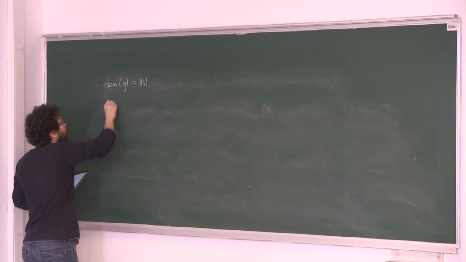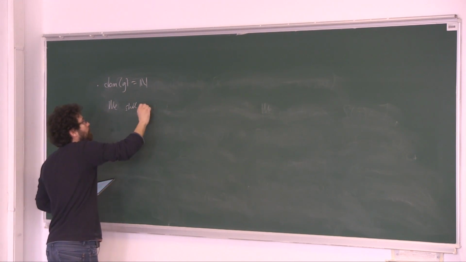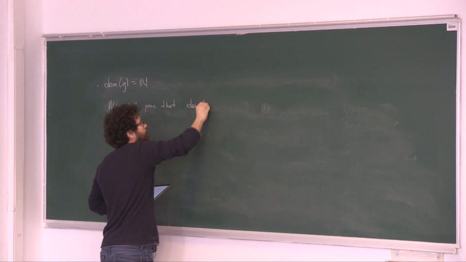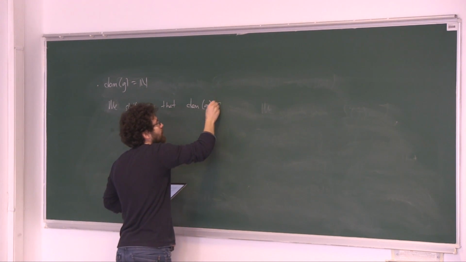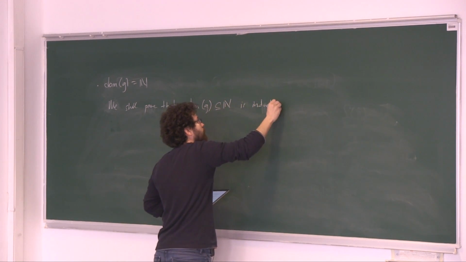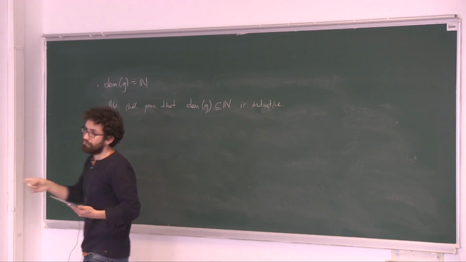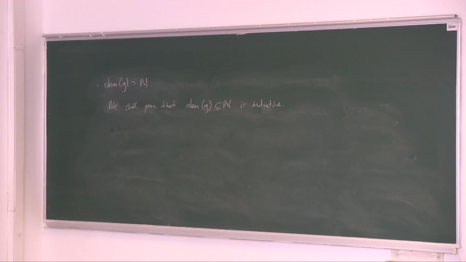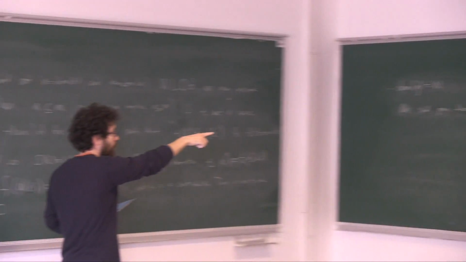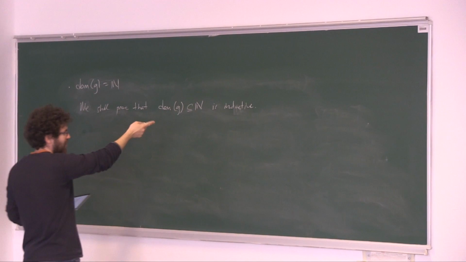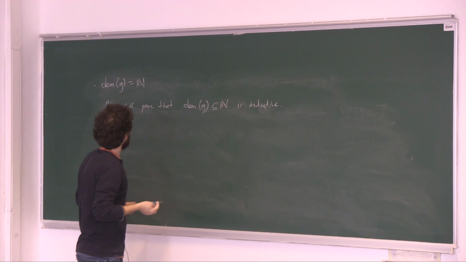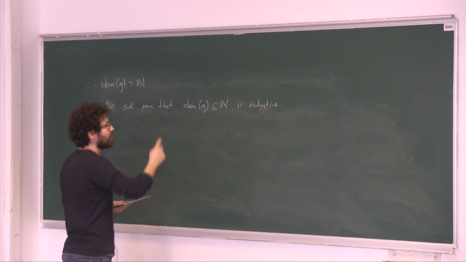So we shall prove that the domain of G is inductive. Domain of G is clearly a subset of natural numbers that you can just show. Any n-step computation has the domain which is a subset of natural numbers, so you take their union. So the domain of G is a subset of this. This actually even follows from the second part of that exercise about compatible functions. Anyway, we have this. So we need to show that this is inductive.